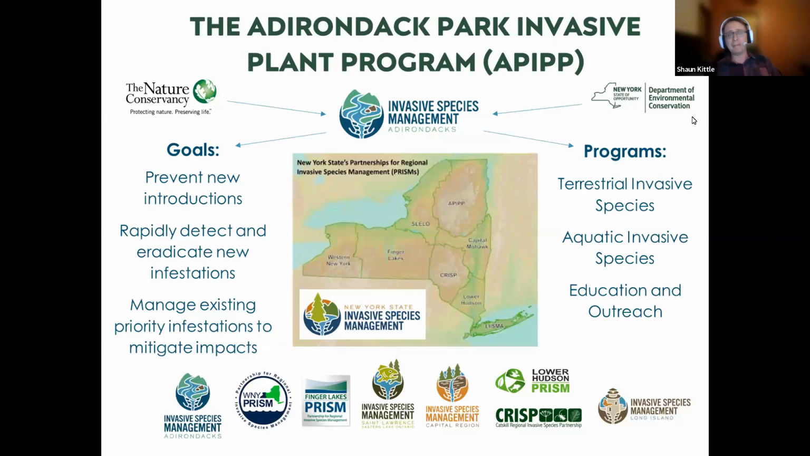And if you take a look at the map here, you can see the 8 PRISMs total. There's APIP there where the Adirondack Park is, and then we've got the other 7 around the state. So if you're calling in from somewhere else around the state and you have some specific questions about invasive species, if you're in Western New York or down there in the lower Hudson, definitely reach out to those respective PRISMs, and they should be able to help you more. You can always reach out to us as well, but it might be easier for you just to reach out to the ones that are local to you.